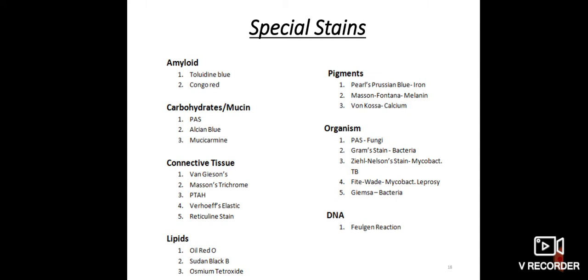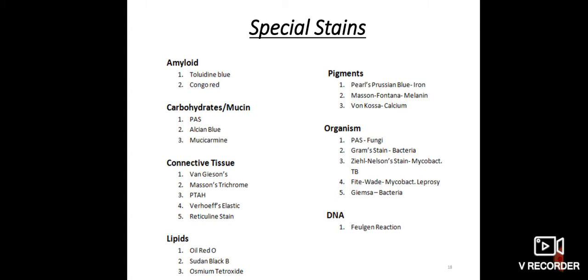For pigments, iron will be stained by Perls' Prussian blue, and melanin will be stained by Masson Fontana. Calcium, you should know, is stained by von Kossa stain. For organisms, for fungus we use PAS and GMS. For bacteria, Gram stain will be done, which will be taught to you in microbiology also. Again for TB, ZN stain is done, which they will also teach you in microbiology. For leprosy we have Fite-Wade stain. For bacteria, as I told you, you can use Giemsa stain in case of H. pylori. And for DNA we have the Feulgen reaction.